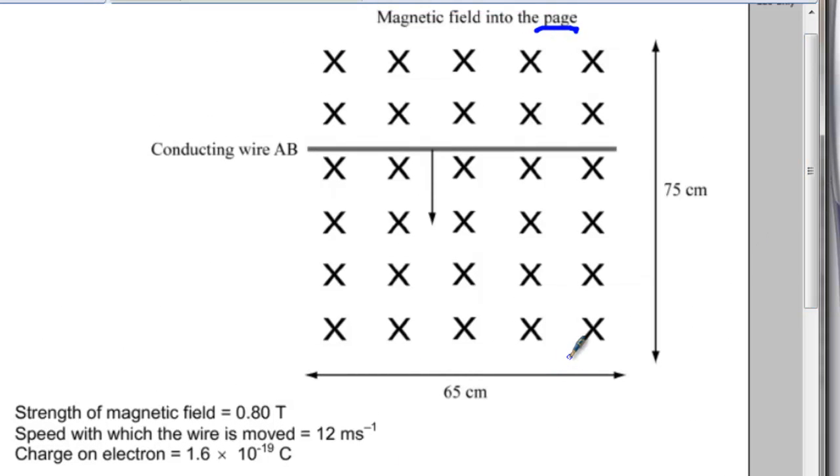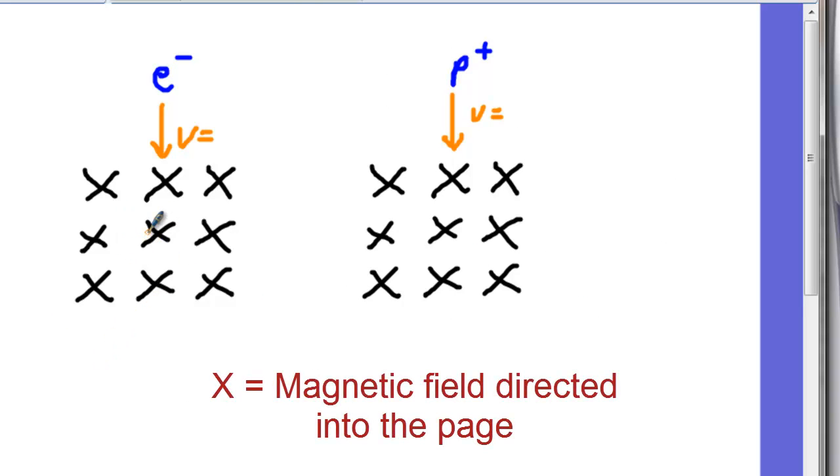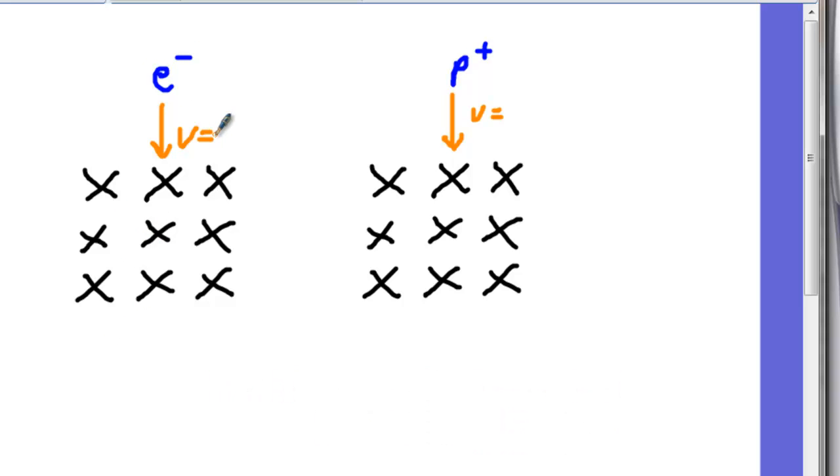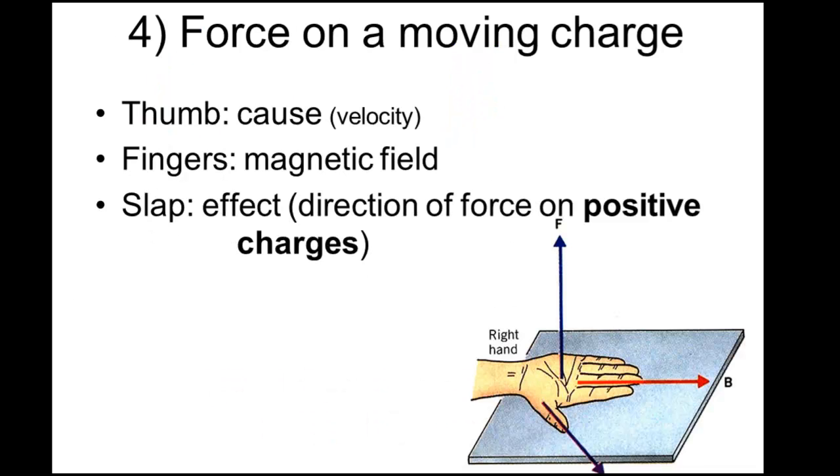Okay, so this question is actually made up of a whole bunch of different components, and we just need to quickly work our way through them to be able to fully answer this question. Here we have a magnetic field which is heading into the page, and I have an electron which has a velocity of 12 meters per second. And the question I just want to pose to you now is, what direction will this electron feel a force in? Alright, this is where we use the fourth right hand rule.